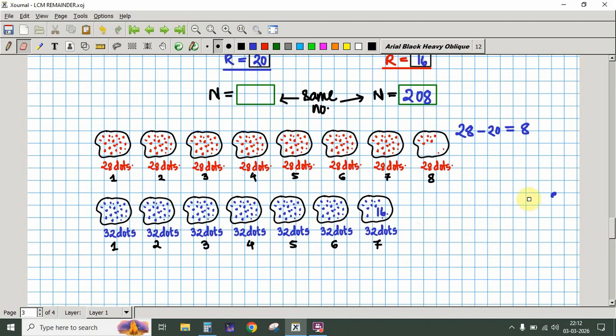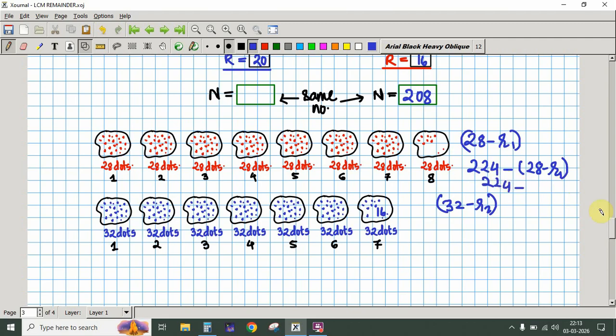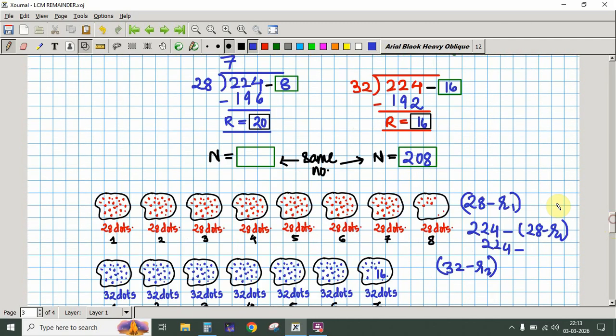Okay, so the generalized way of this process is 28 minus remainder 1, 32 minus remainder 2. These many dots have to be removed from 224. So this is LCM minus 28 minus R1. And here the same thing, LCM minus 32 minus R2.